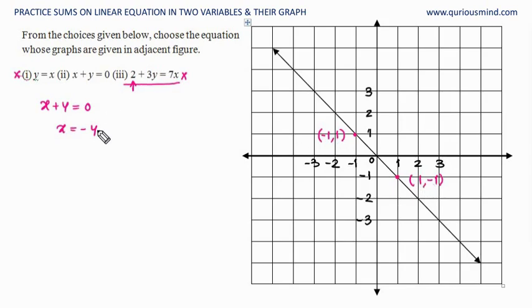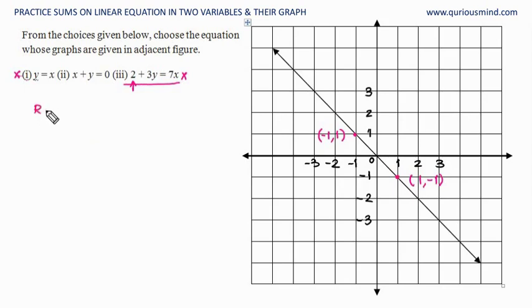So if we put minus 1 here, minus minus plus 1, x becomes 1. So that's correct. So this is correct. So how do we solve it? Let's solve the way it has to be solved. This is just a concept which I gave you.